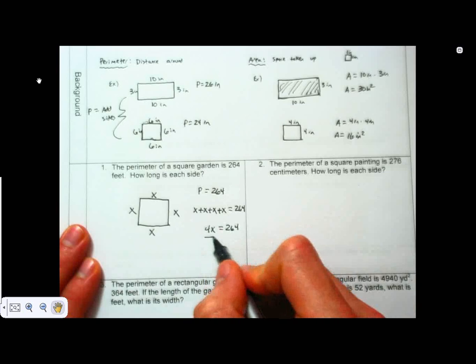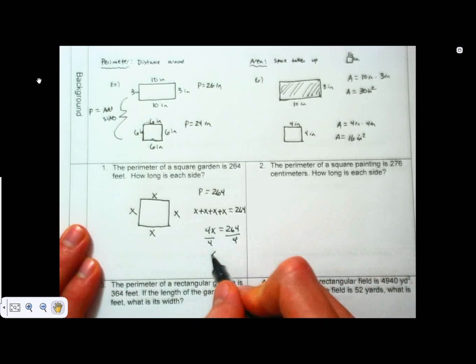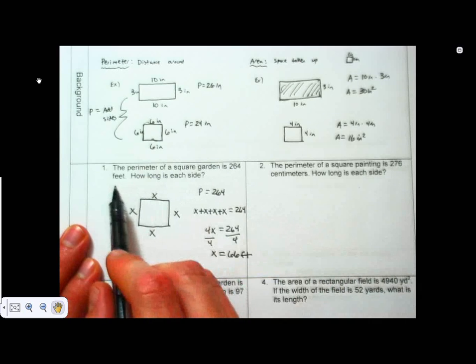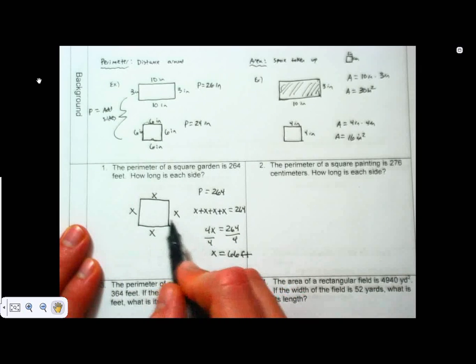And if I divide both sides by 4, I'm going to end up getting x equals 66. And again, the units are important, and since perimeter was measured in feet, that means each of my sides is going to be in feet as well.